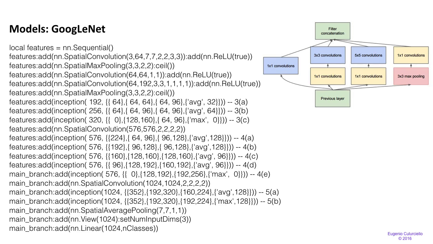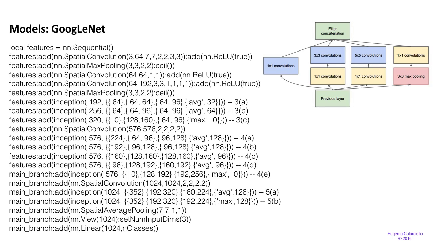So you have 192 features coming in, and then you have 64 plus 64 plus 96 plus 32 features at the output. So this is repeated a few times. There's a special convolution, then there's more inception modules, and eventually more inception modules. And notice here we're basically missing the classifier.